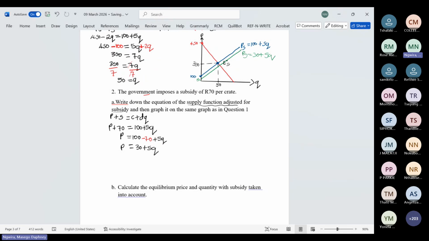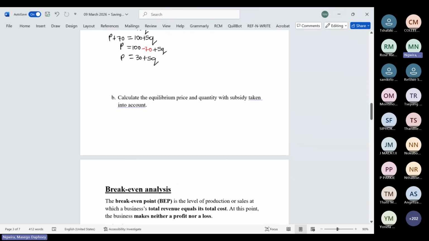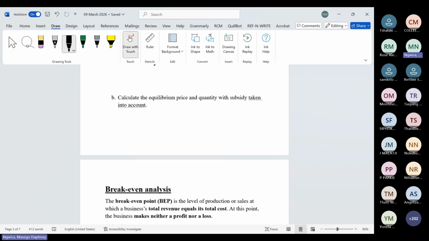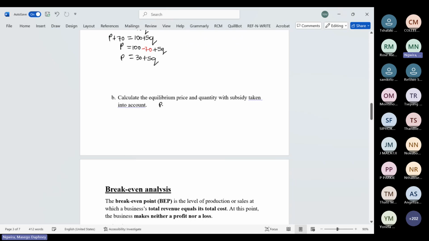All right, and then we go to B. B says calculate the equilibrium price and quantity with subsidy taken into account. So now we're going to equate the supply function of subsidy with the demand that we had. PD is equal to PS, the demand and the supply of subsidy. So this is PD, which is 450 minus 2Q, is equal to 30 plus 5Q.